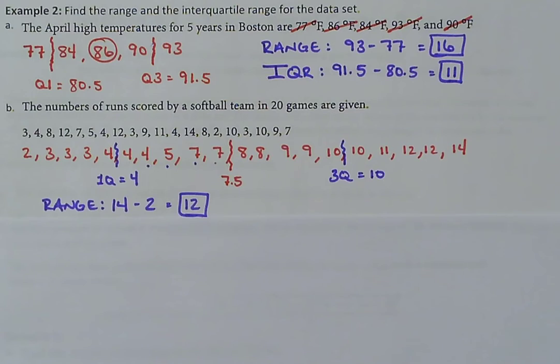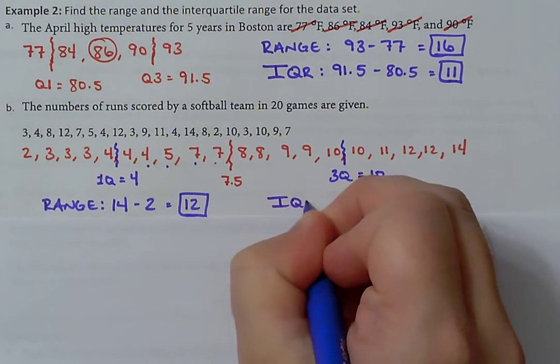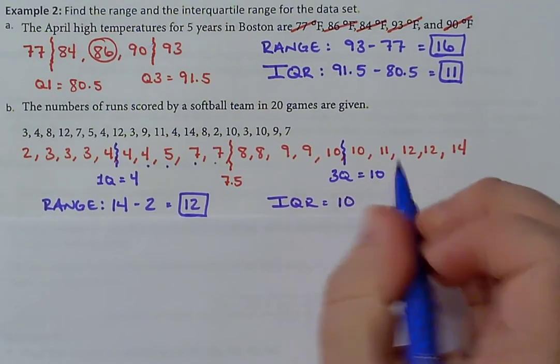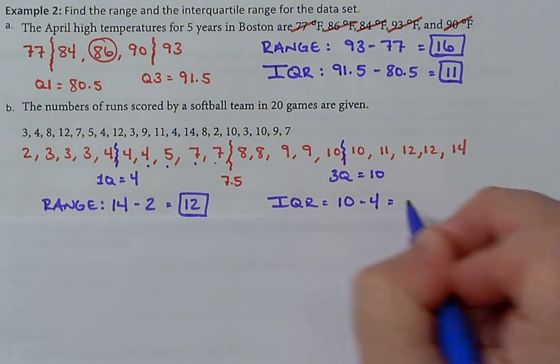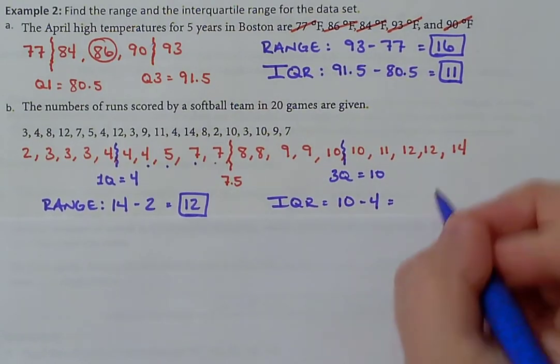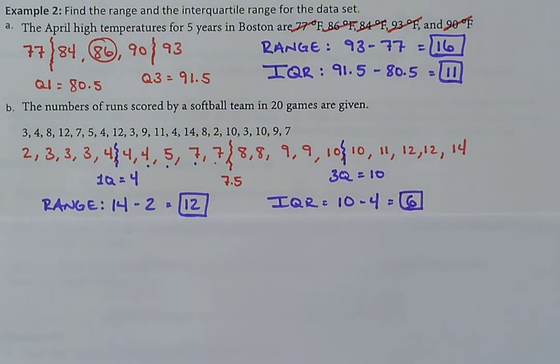Now, to find our IQR, our interquartile range, we're going to take the third quartile, 10, and subtract our first quartile, which is 4. So if we do 10 minus 4, we're going to end up with 6. So that means our IQR in this situation is 6. And that is how we go through and find the range and IQR for part B.